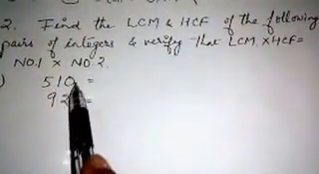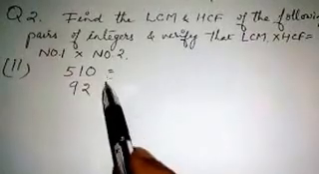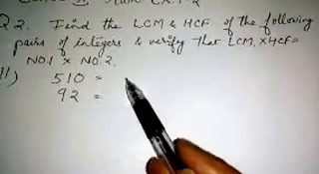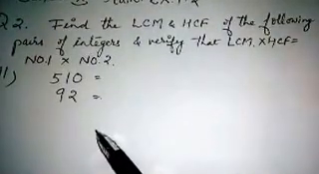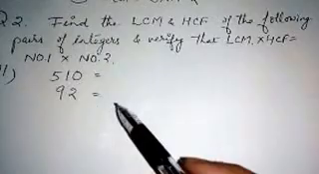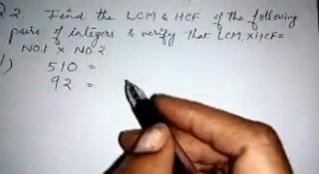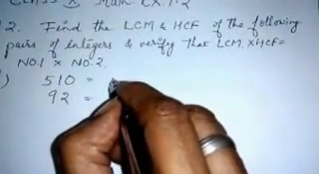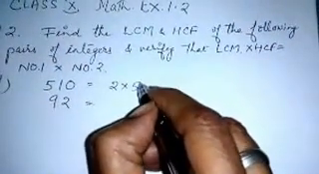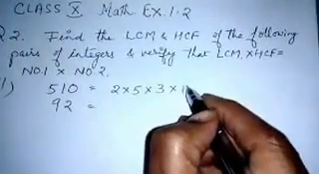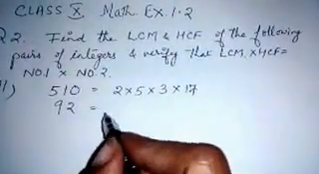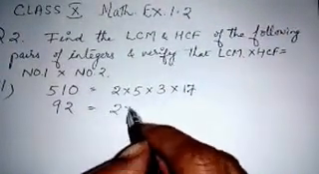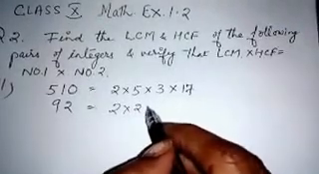HCF, how to find it? For both, we have to prime factorize these two numbers. And for the highest common factor, that is for HCF, we select common factors with the lowest exponent. So let us prime factorize first. 510's prime factors are 2 into 5 into 3 into 17. And for 92, the prime factors are 2 into 2 into 23.